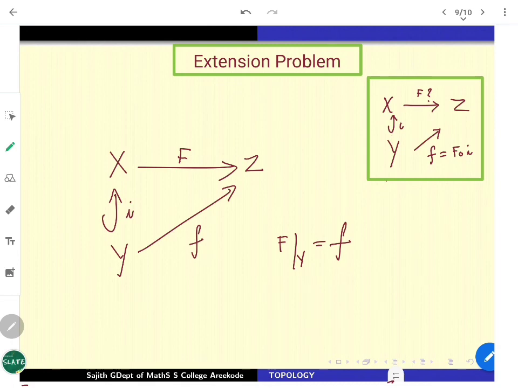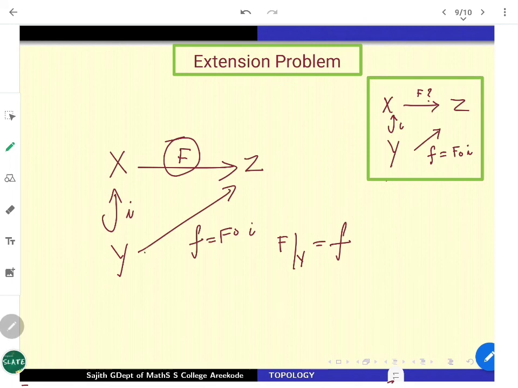So diagrammatically, you can write it like this. Diagrammatically, this f is going to be a composition of F and I. Right? So whenever such a function F exists, we say that the function is an extension. In a general case, this extension problem is there not only with topology, just with sets you can play about that. Y is a subset of X.